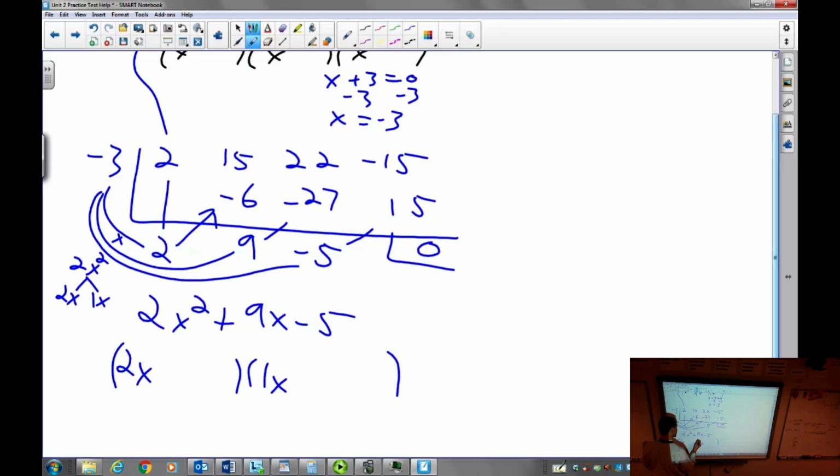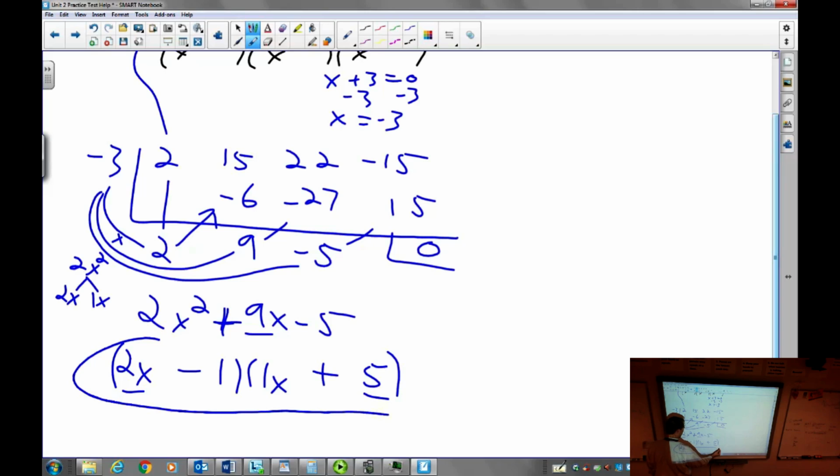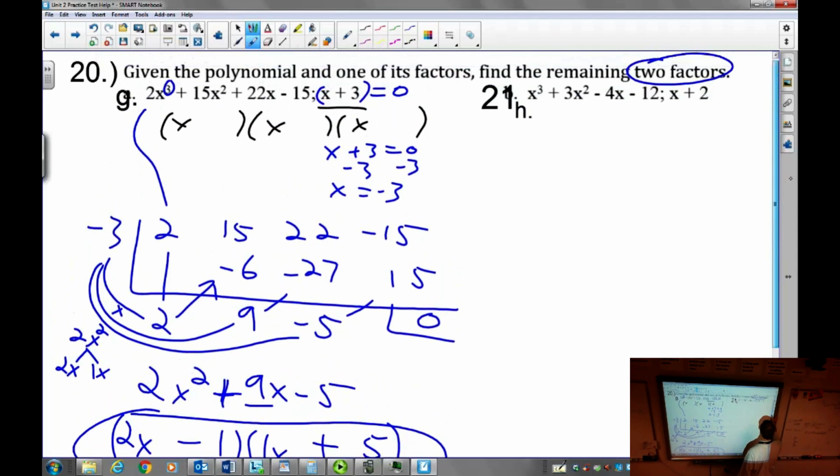We need the middle term to be 9x, though. If I put the 5 here, it probably won't work, because 5x plus 2x is 7x, or 3x if we subtract. So I'm thinking we're going to have to put the 5 here and then put a 1 there. Now we want a positive 9x, so we make the 5 positive: 5 times 2 is 10x, and then 10x minus 1x is 9x. So there's our answer, 2x minus 1 and x plus 5. There are our other two factors. That's really the easiest way to do this algebraically.